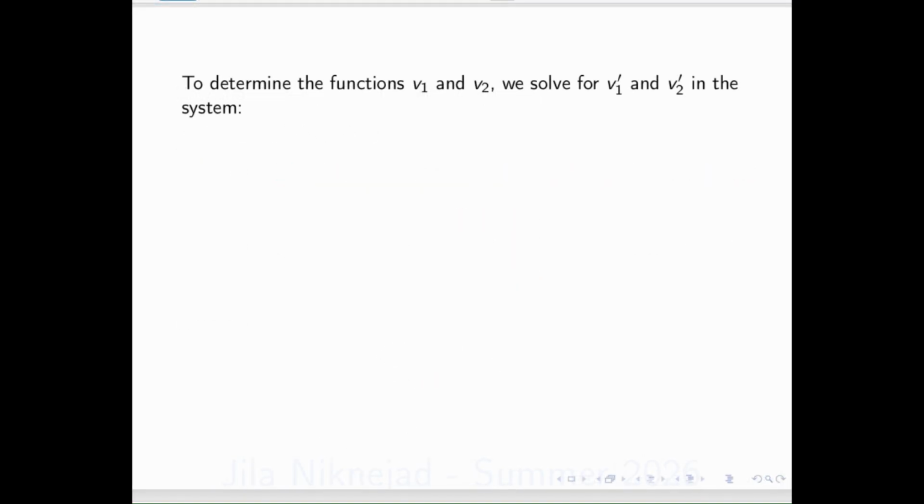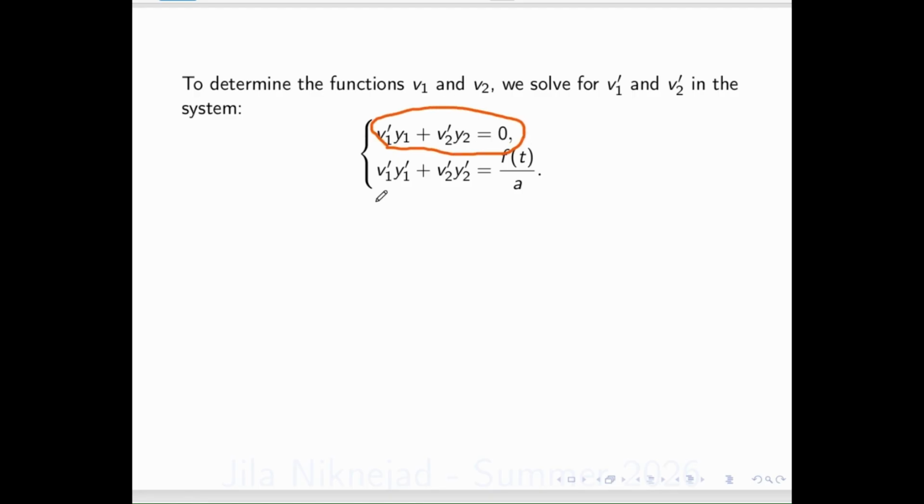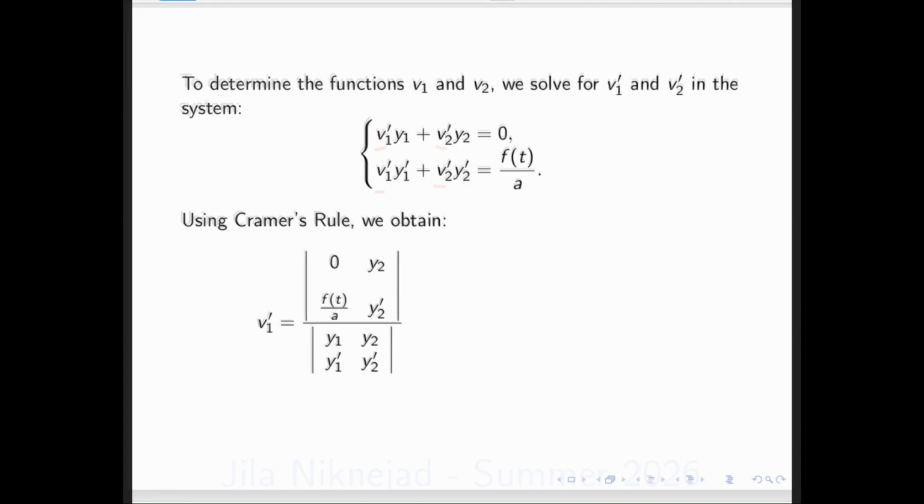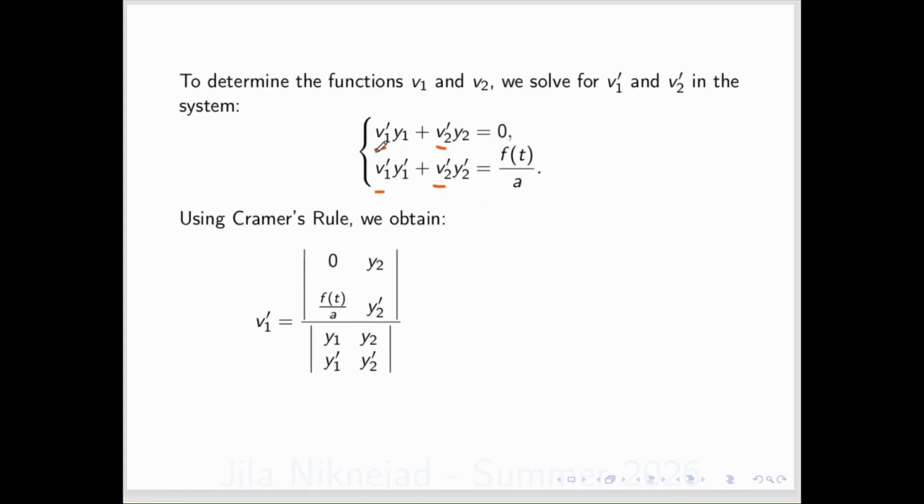Now, to determine the y particular, we have to find the functions v1 and v2. We solve for v1 prime and v2 prime in the system. One is a condition that we chose in the beginning, v1 prime y1 plus v2 prime y2. And the next one is the condition that we got by plugging the variation of parameters form of the y particular into the differential equation. Again, I want to remind you that these are basically two equations in two variables, and the variables are v1 prime and v2 prime in both equations.